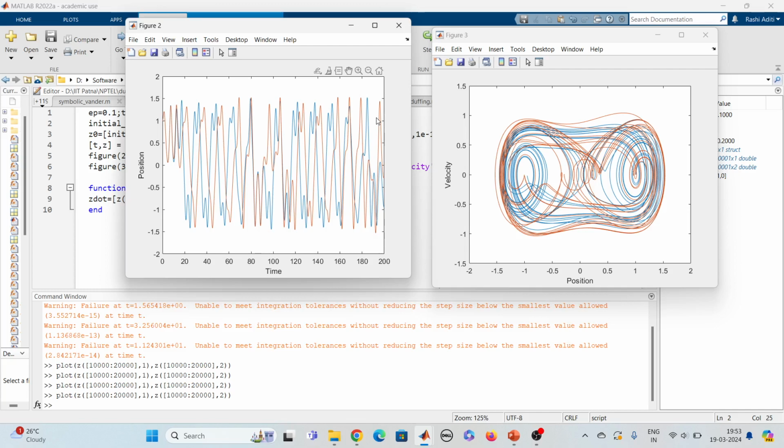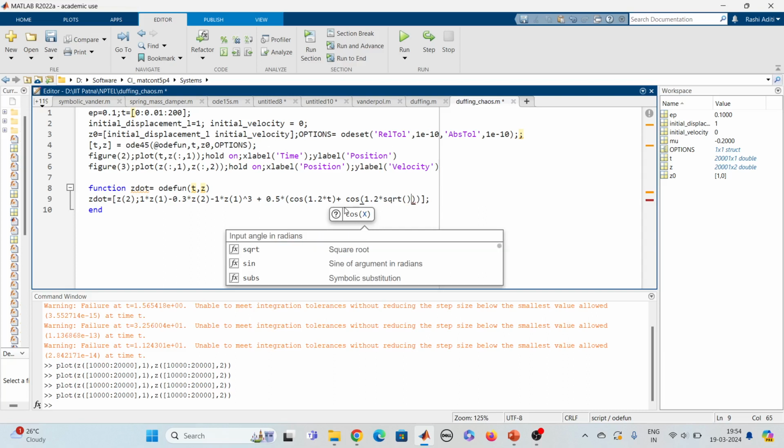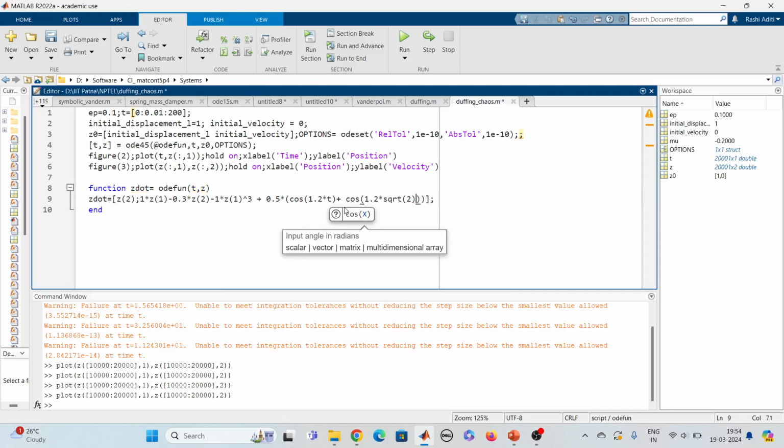So here you can see that the sensitivity to initial condition is very high. If I don't know whether this behavior is chaotic or non-chaotic, I can check it by changing the initial condition, and if it is showing sensitivity to the initial condition, then we say that my behavior is chaotic. However, I will discuss the case of quasi-periodic as well, as it will be helpful for you to understand. So I'll take 1.2 into square root of 2 into t. And now I'll just simulate.